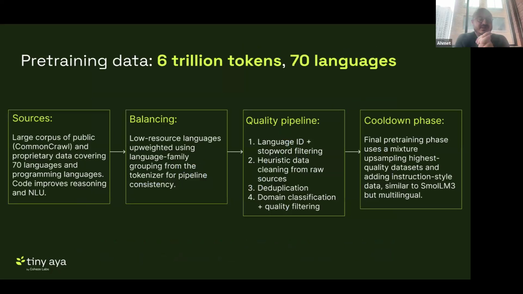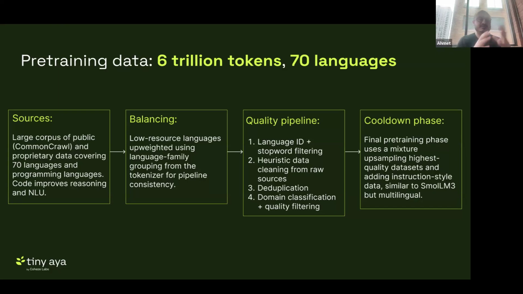The tokenizer was step 0. Then step 1, of course, the main thing, is pre-training. In total, TinyAI has been pre-trained for 6 trillion tokens for more than 70 languages, and we make sure that it covers 70 languages. In terms of the data pipeline, I don't think this is extremely novel, but it's really important, especially the details. We collect large sources of data. This is our starting point.